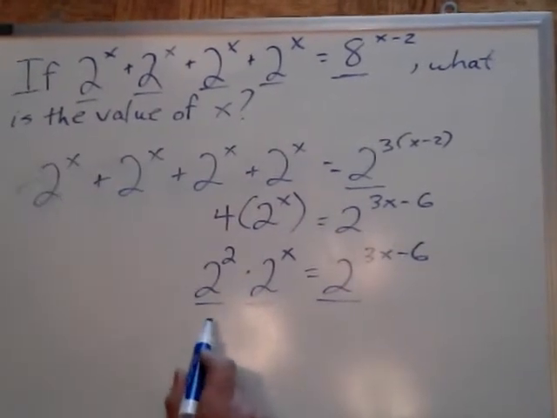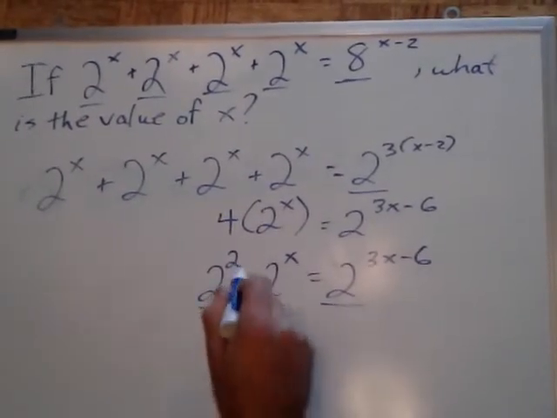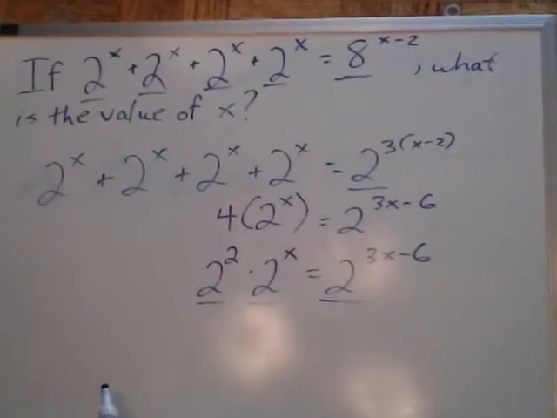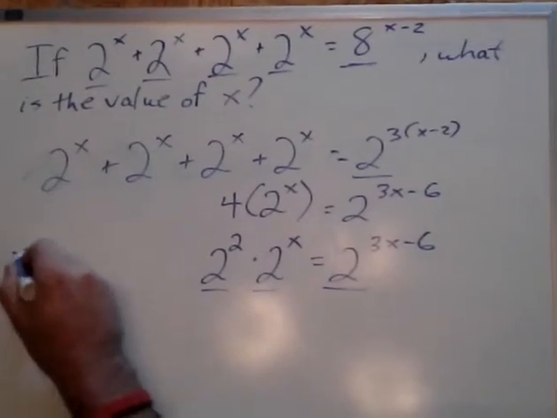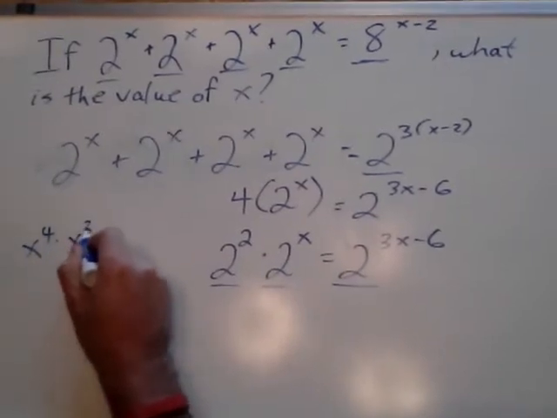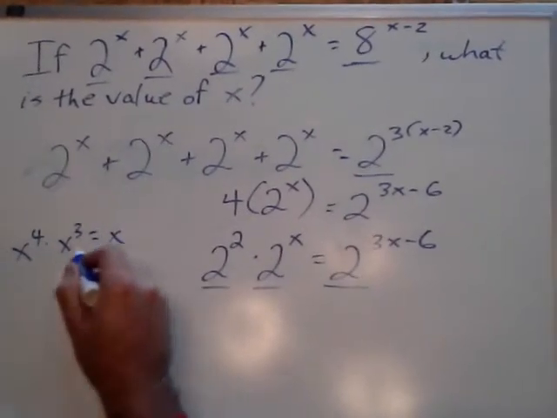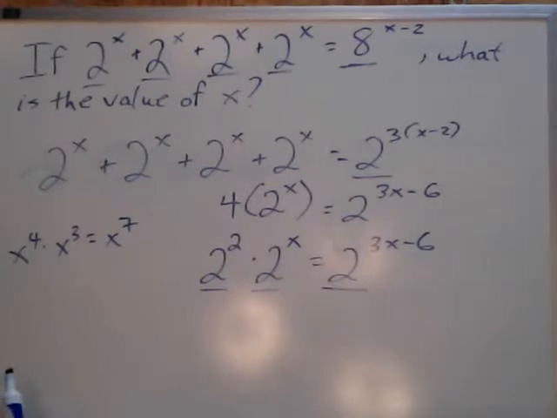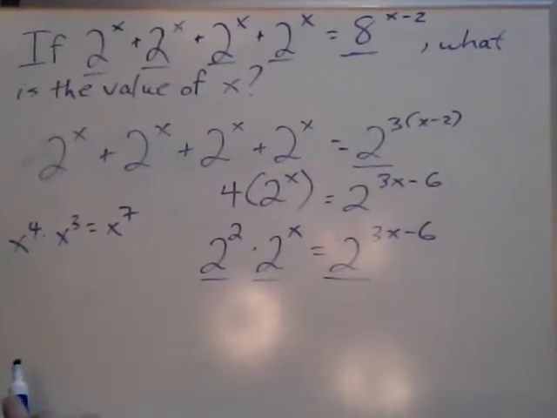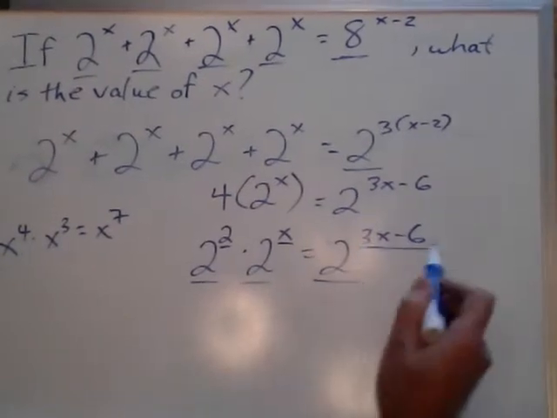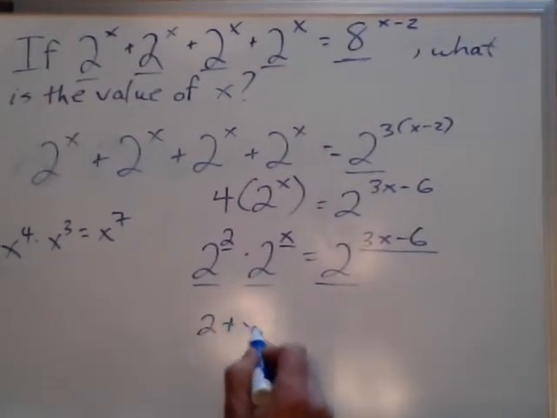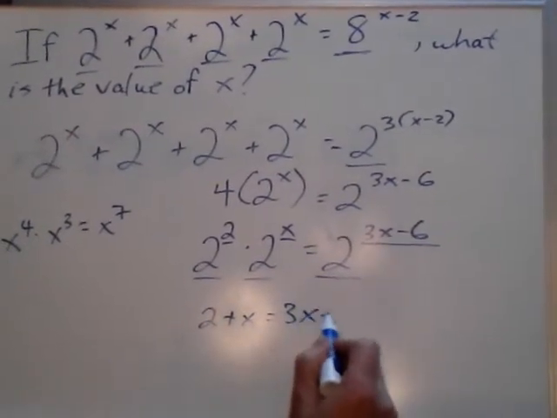And now what do we do when all the bases are the same and we multiply? I think everyone should know that. We just add the exponents, right? For example, if it's x to the 4th times x to the 3rd, the x stays the same. I add the 4 and the 3, and I get a 7. This is absolutely no different. It should just tell us that this plus this is that, right? So 2 plus x is 3x minus 6.